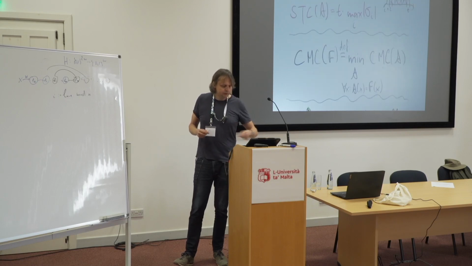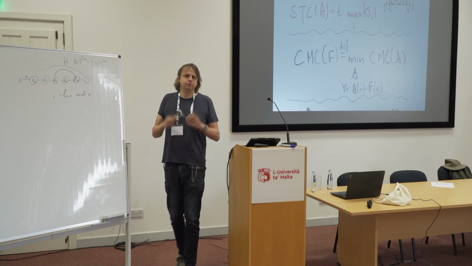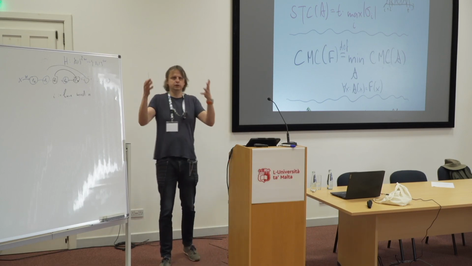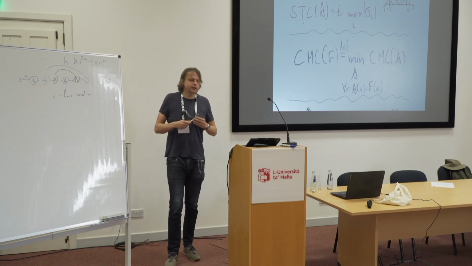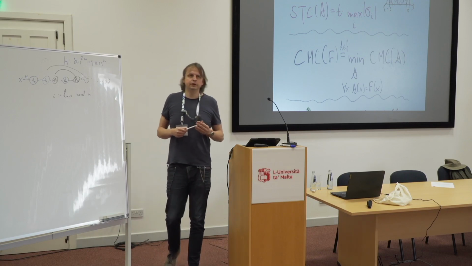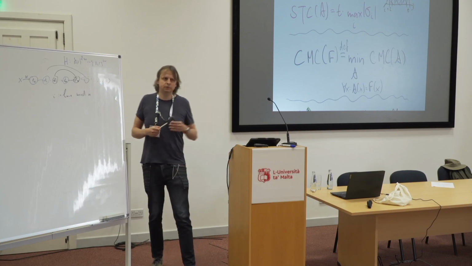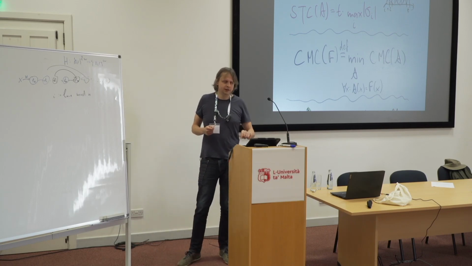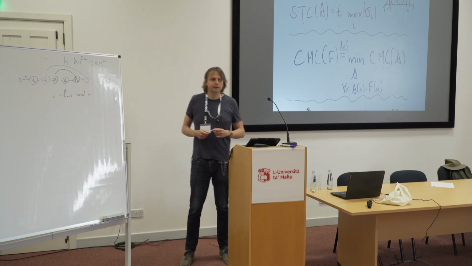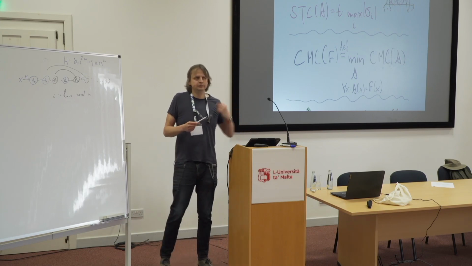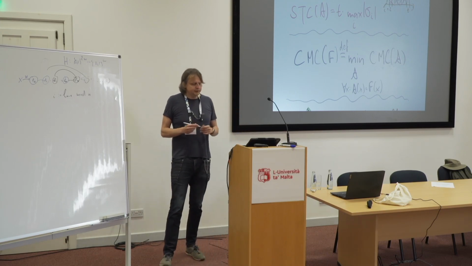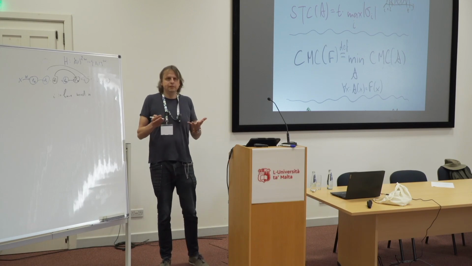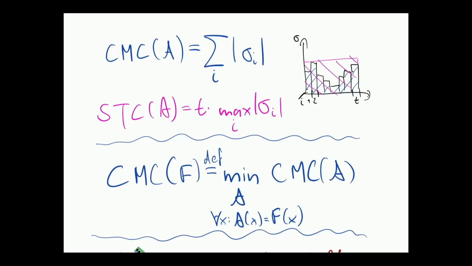Okay, now that we defined the complexity of a particular execution of a particular algorithm on a particular input, we can talk about the complexity of a particular function. Exactly as before we talked about the pebbling complexity of a graph, now we can talk about the complexity of a function. So in particular, the cumulative memory complexity of a function f, how should I define it? I define it simply as the cumulative memory complexity of the best algorithm computing this function.